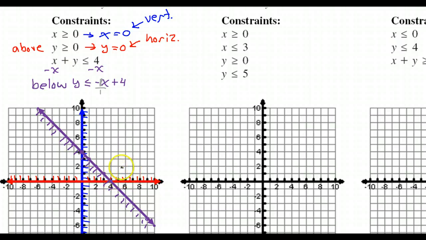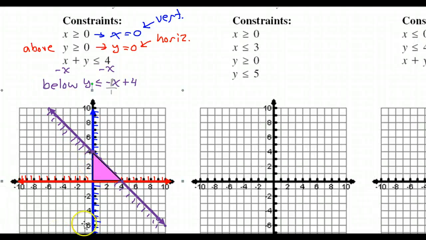Alright, so the solution area, the feasible region, is going to be the zone that satisfies all three inequalities at the same time. The zone that's to the right of the blue line, above the red line, and below the purple line at the same time. And hopefully you can see that only this triangle right here satisfies all three. So this is the feasible region right here.